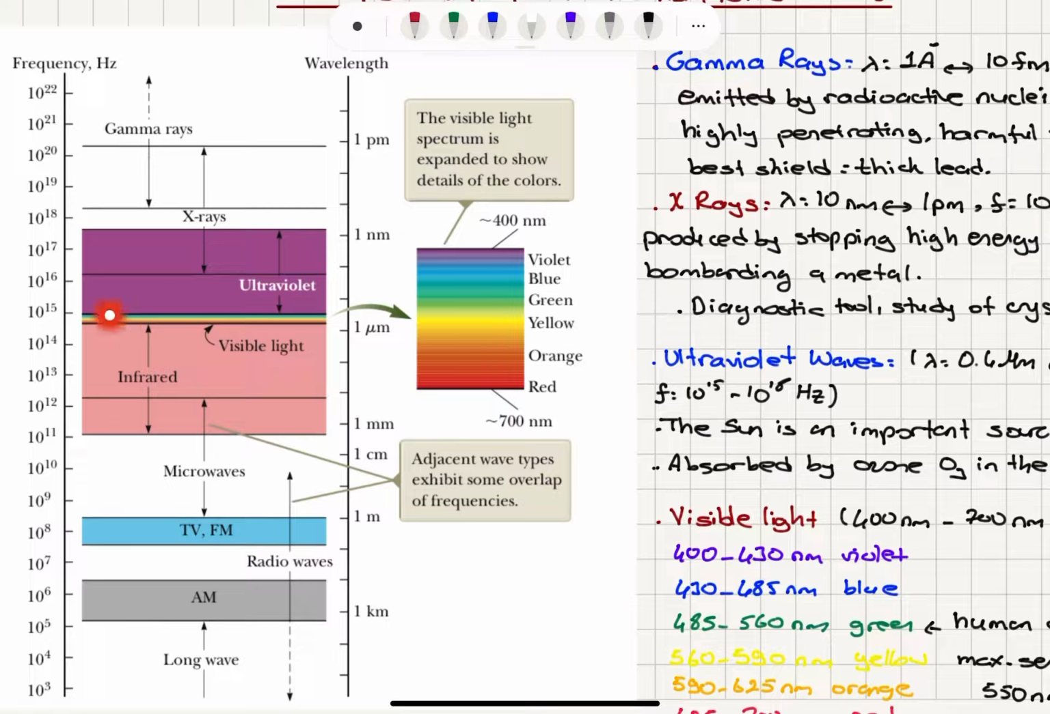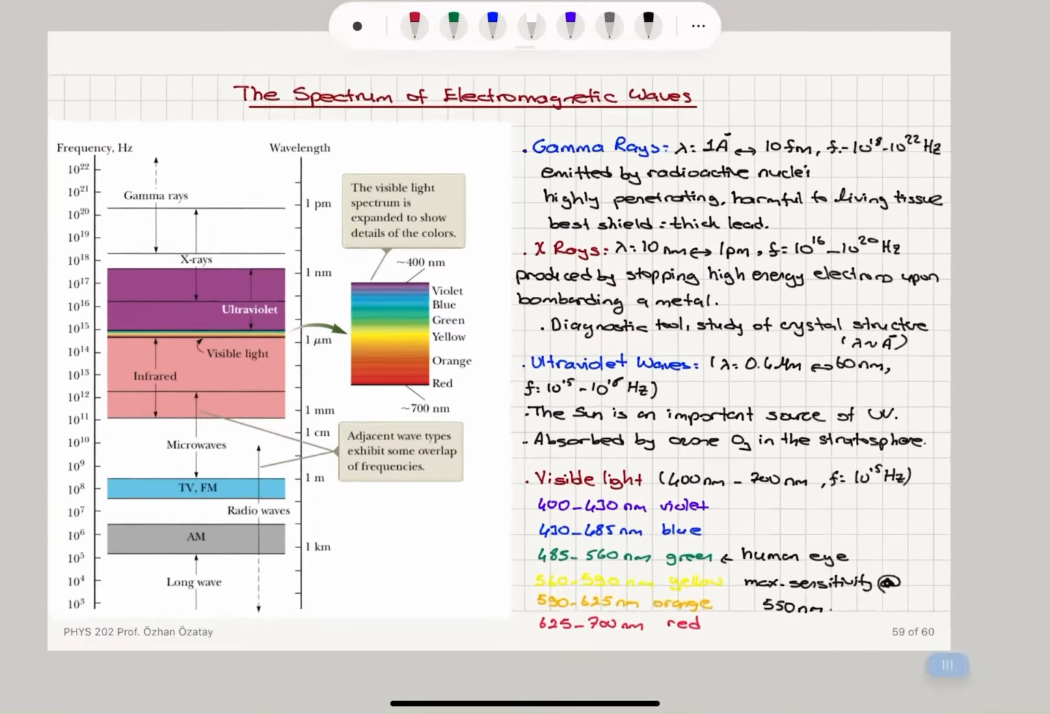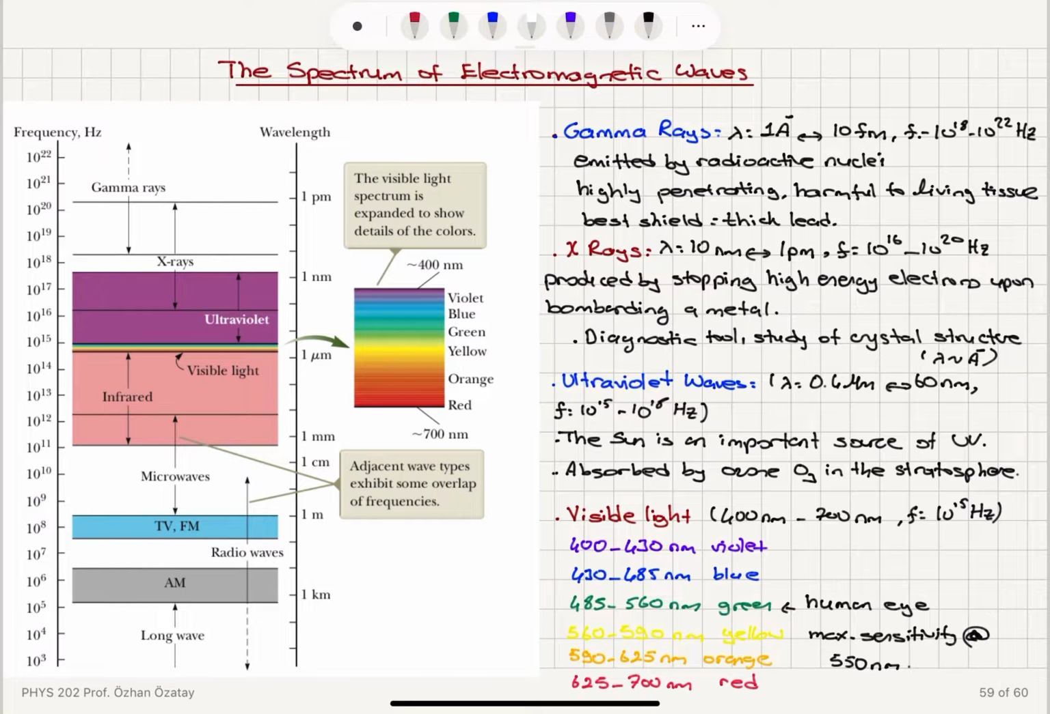As for the visible portion of the spectrum, here we have the wavelength varying between 400 nanometers and 700 nanometers, going from the low wavelength, high frequency region, violet, all the way up to red, which is the high wavelength, low frequency portion of the visible spectrum. Okay. So we have some overlaps in frequencies for some of these waves, so it depends on what you want to name it.